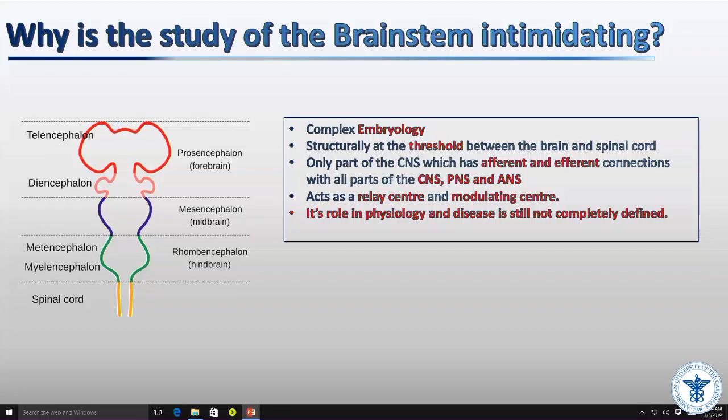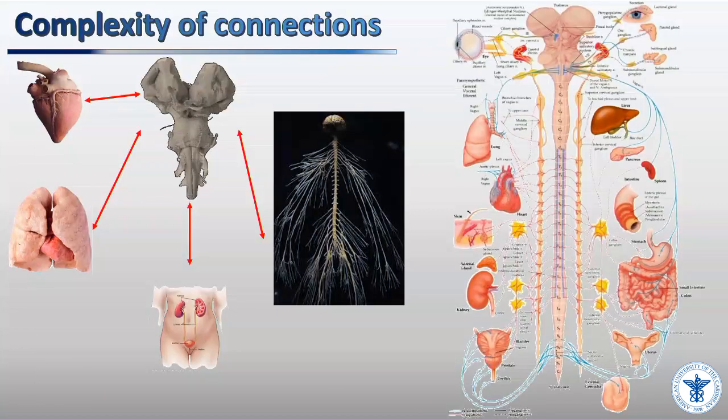It's the only part of the central nervous system which actually has motor and sensory connections with all parts of the nervous system. That includes the central nervous system, the peripheral nervous system, and the autonomic nervous system. It does not only relay, I'm so sorry, get back to this.